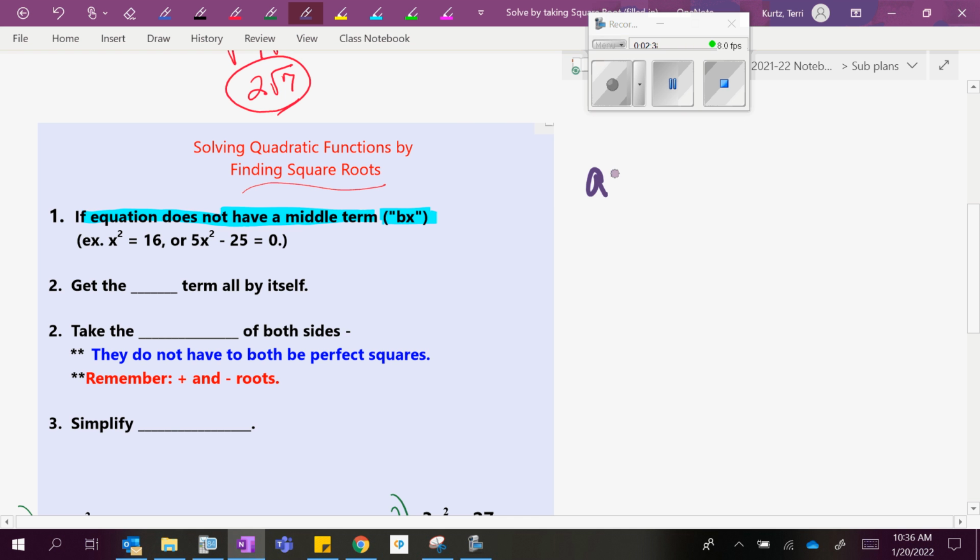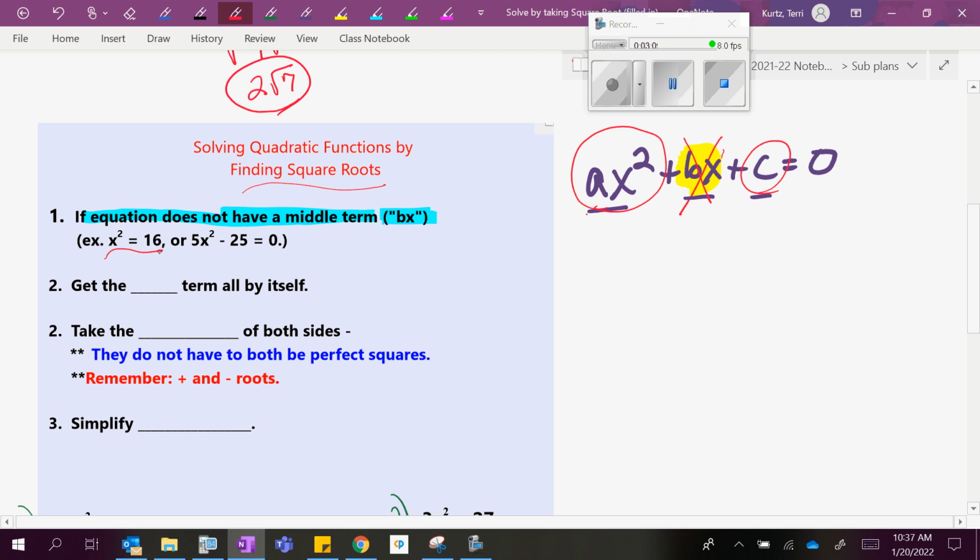If you recall, the standard form of a quadratic looks like this, right? We have an x squared term, ax squared plus bx plus c, some constant. The shortcut method we're going to look at today, you can only use it if you do not have this middle term, that x to the first term. You want to use this method when you only have an x squared term and a constant, a number, no variable. For instance, x squared equals 16 only has an x squared, only has a number. You can use this method. 5x squared minus 25 only has an x squared, only has a number.